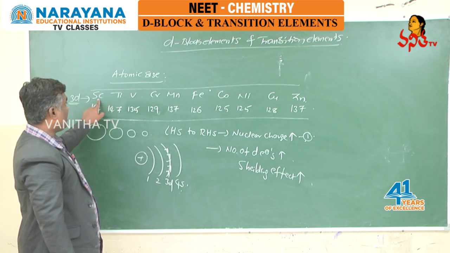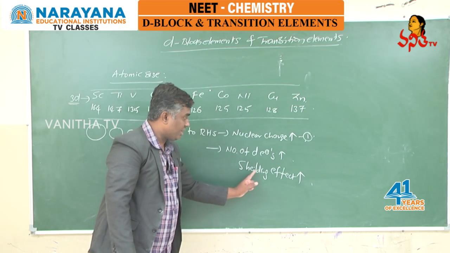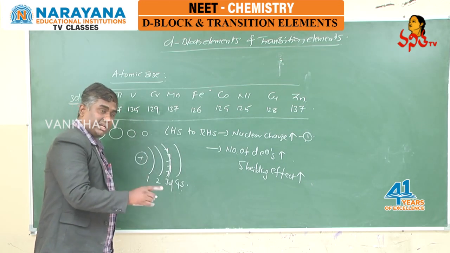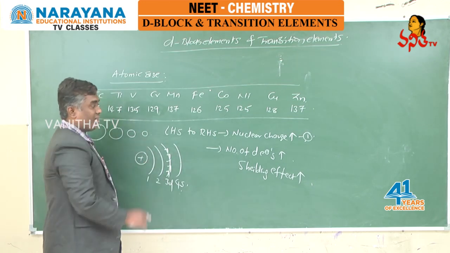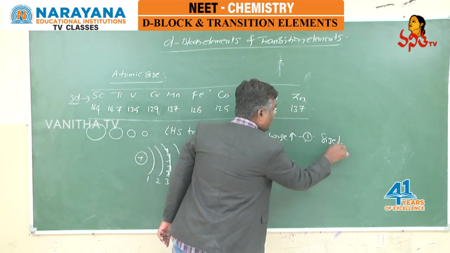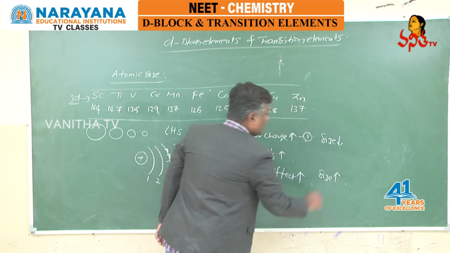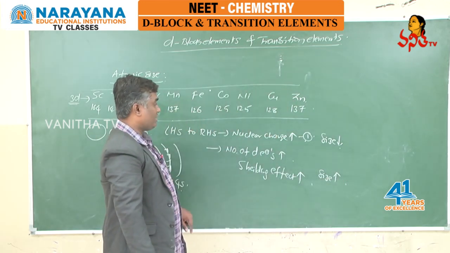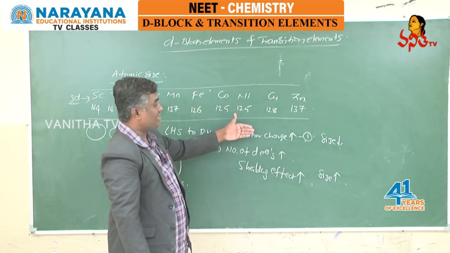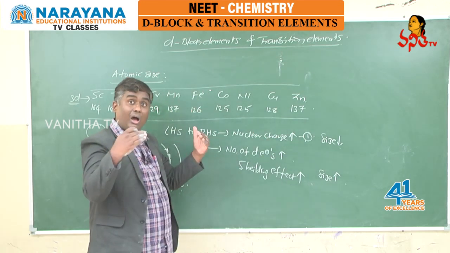So here students, from one element to next element two factors are increasing. Nuclear charge is increasing, shielding effect also increasing. Why is shielding effect increasing? Because differentiating electron not entered into valency shell, entered into penultimate shell. And you know one thing, if nuclear charge increases, size should decrease. If shielding effect increases, size should increase. These two factors are working in opposite direction.